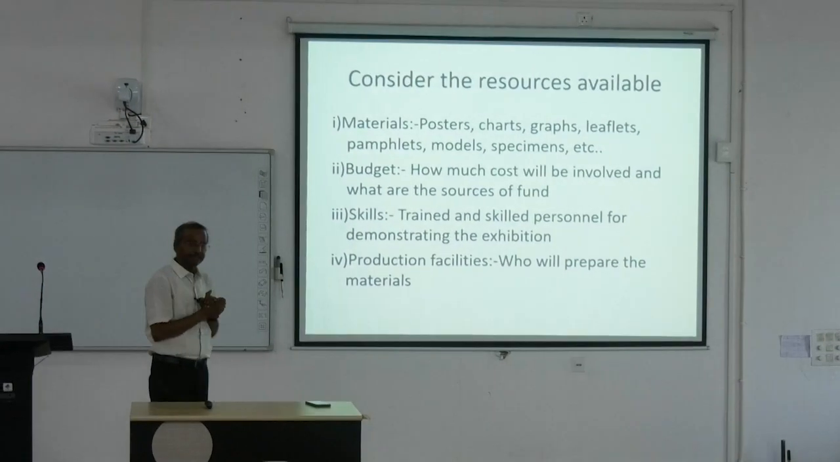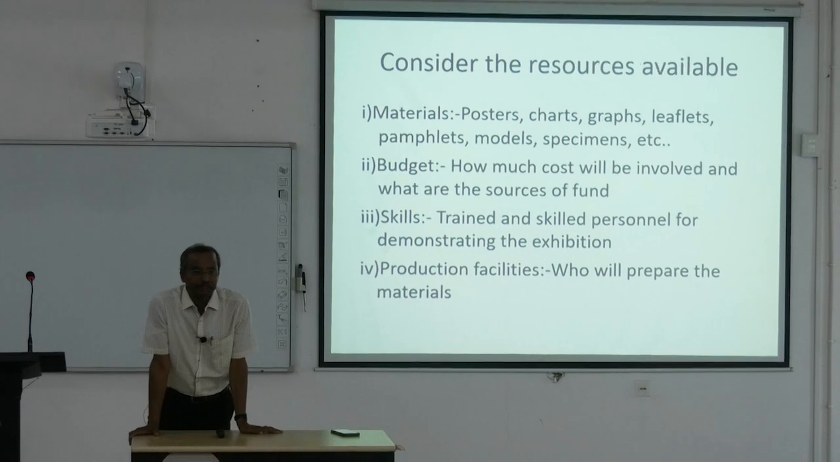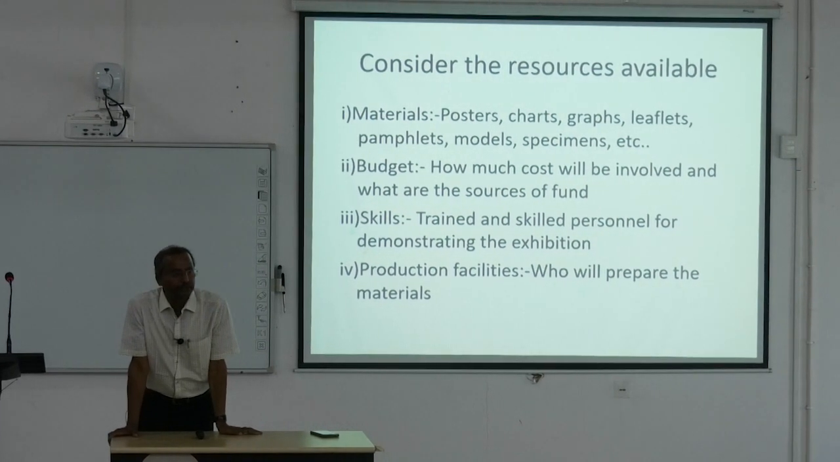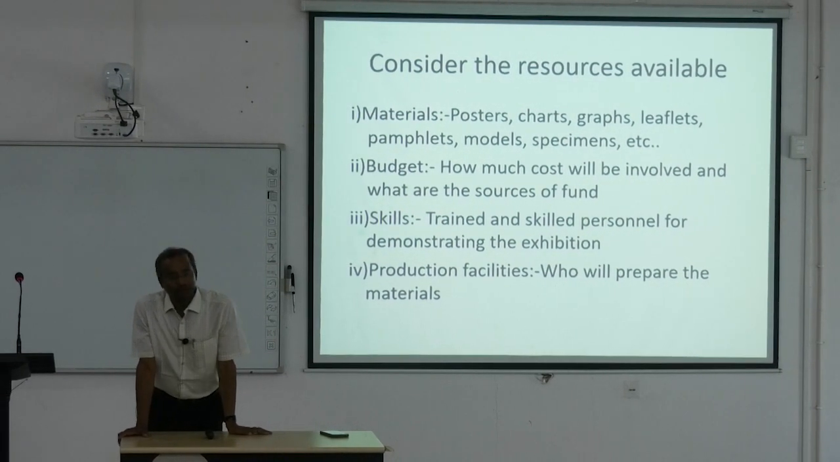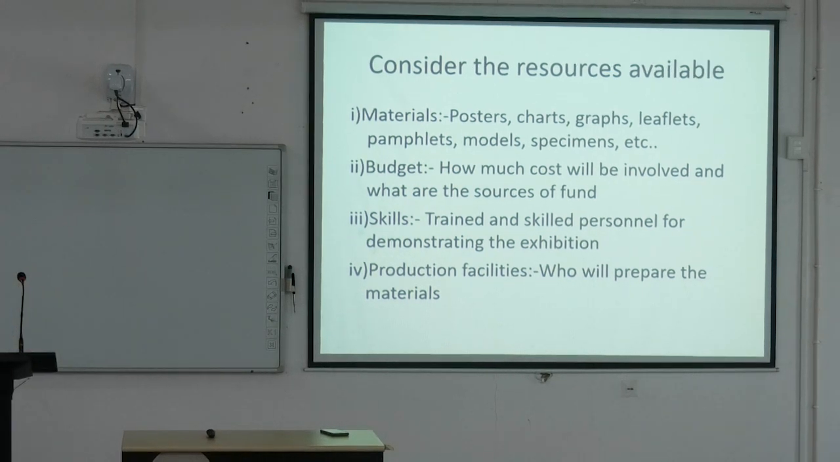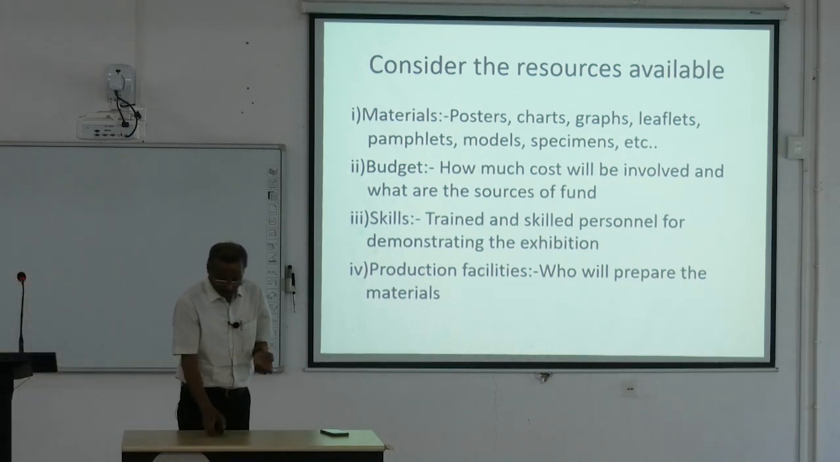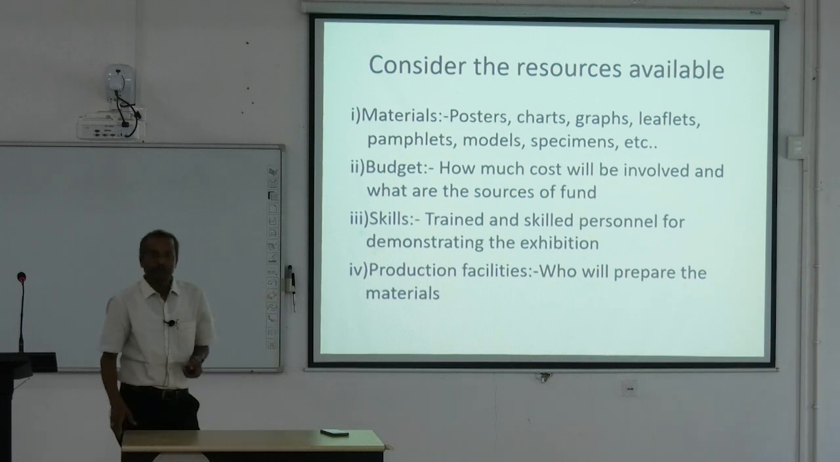Then production facilities: who will prepare the material, or from where we can procure the material. Because you yourself may produce the materials, but you may not be able to produce all the materials. You can give the idea, the artist can prepare the materials, or you may have to procure the materials from different sources. You have to think what will be the sources from where you are going to procure this material.